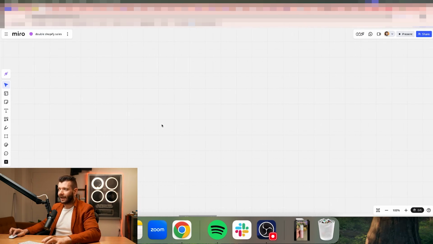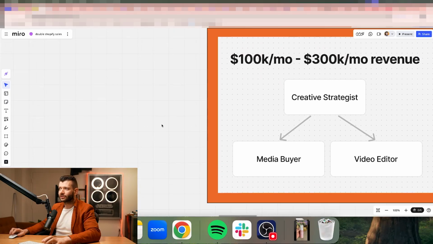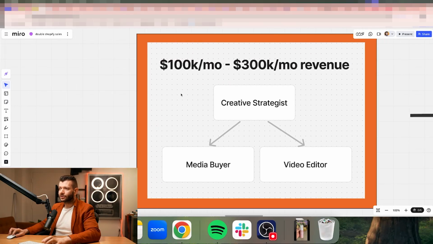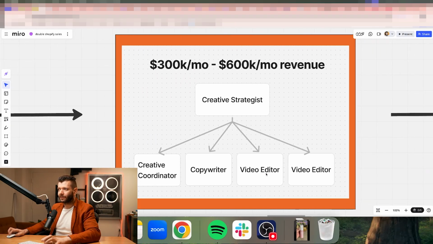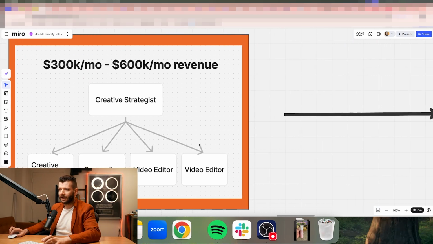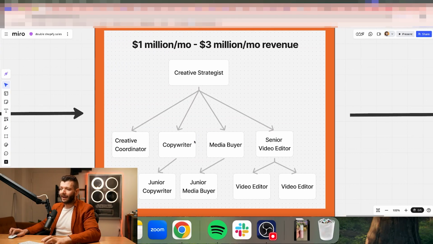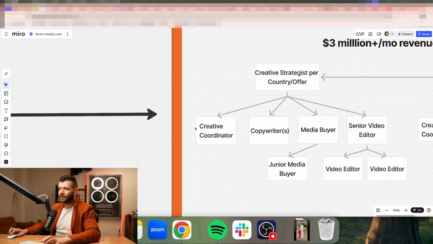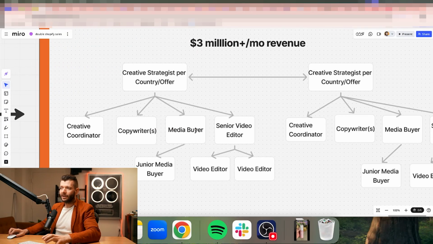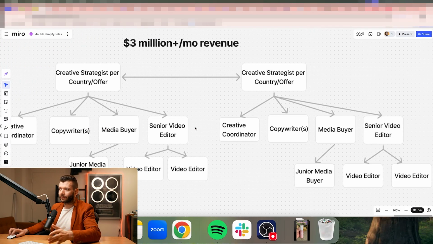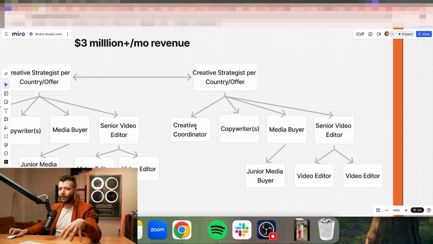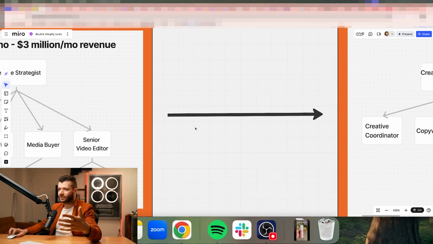This is the next element here, and there are different structures depending on the level of scale you're at. So for example, if you're 100K a month to 300K a month, you would have the creative strategist, media buyer, video editor. Then as your business scales, it becomes more complex. You would add more video editors, you would add copywriters to your business. You might add some junior copywriters and junior media buyers as you scale. And also, if you're doing over $3 million per month, you might need to develop a pod system in order to make your business more manageable.